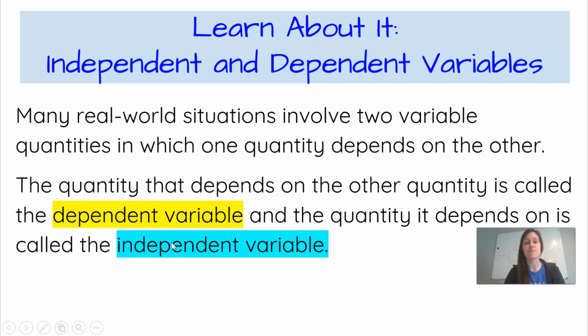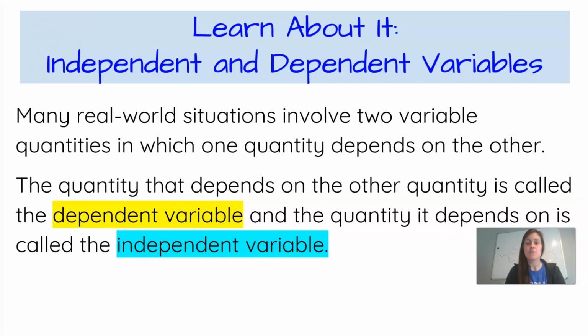So let's talk about our definitions for independent and dependent variables. And I want you, as I'm doing this, to think back to the situations in the Think About It task where you heard how my family members depend on someone else. The quantity that depends on the other quantity is called the dependent variable, and the quantity that it depends on is called the independent variable. So in this situation with Victoria, her mom would be the independent variable, and Victoria would be the dependent variable.